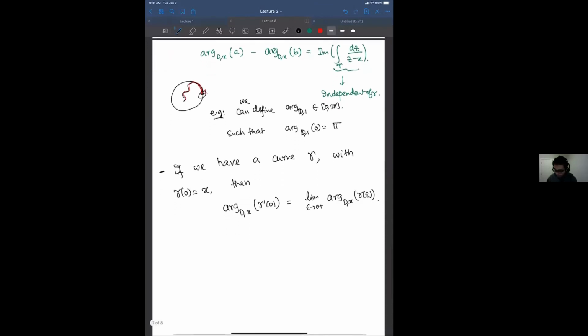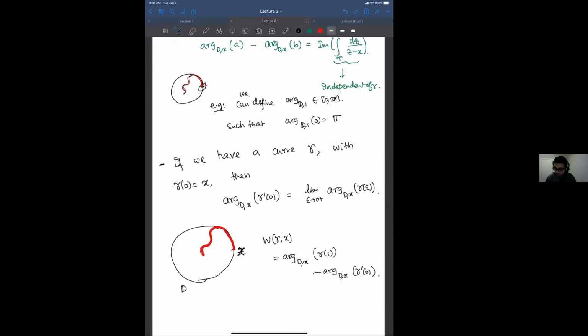Okay, so with this definition in mind, if we have the unit disk D and we have this point 1, then the winding. As I said, we are always going to go towards 1. So if we have this curve like this, then the winding of gamma seen from this point, let's call this point X because we don't want to fix 1 for now. For any boundary point, the winding of gamma seen from X is going to be the argument in this domain dx of gamma 1 minus the argument in this domain dx of gamma prime at 0. And if this x was 1, this argument of gamma prime 0 would simply be pi by 2, for example. So it's a very concrete thing.